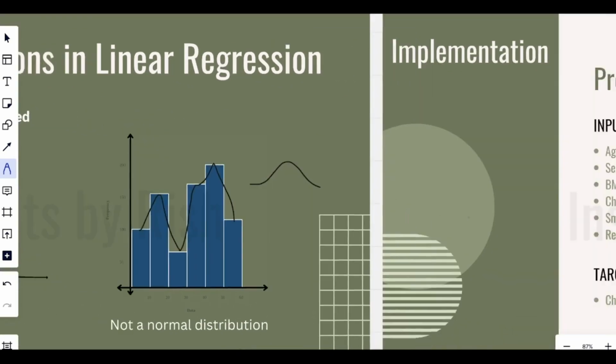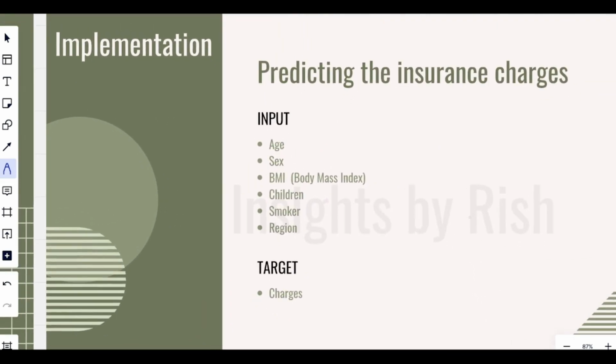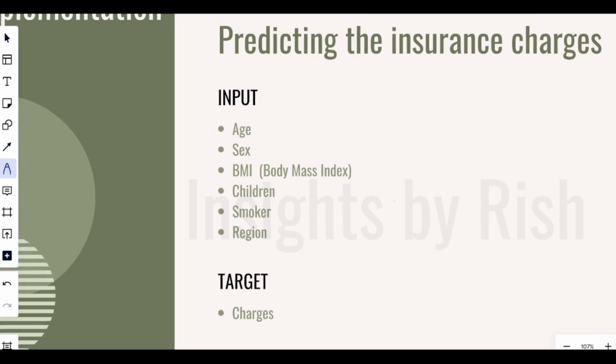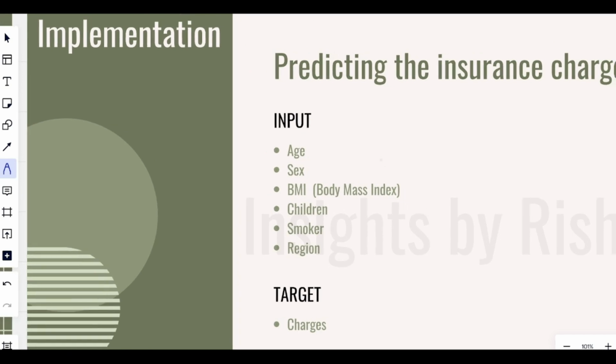Now, as we have covered all the concepts of linear regression, we will see some implementation. For implementing linear regression, we will have this data set where you have this input and you have to predict the insurance charge. So in the input you have the age of a person, the sex, that is the gender of a person, the body mass index, the number of children he or she has, smoker, and the region feature. Depending upon all these input features, you have to predict the insurance charge for that person. This is an example of multiple linear regression where you have multiple input features.